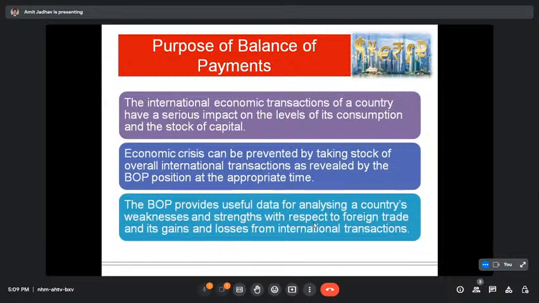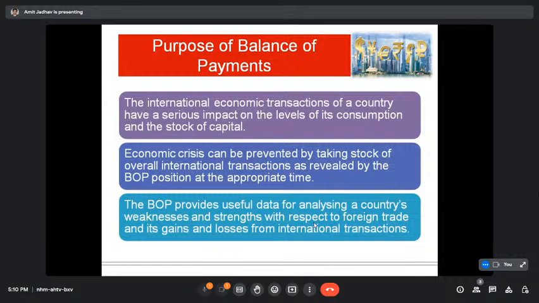So basically, the international economic transactions of a country have a serious impact on the level of its consumption and the stock of capital. The stock of capital can be affected through foreign capital. Similarly, consumption may be affected through the import or export policy of a country. That's why the balance of payment is quite important.